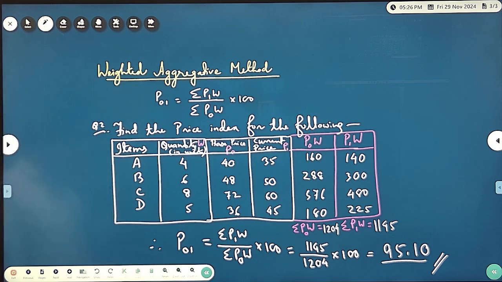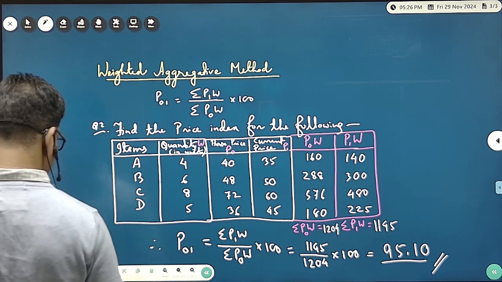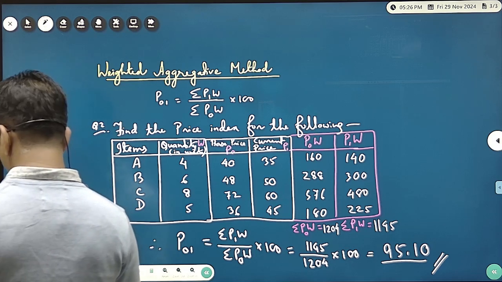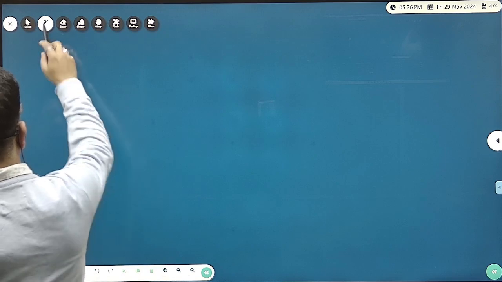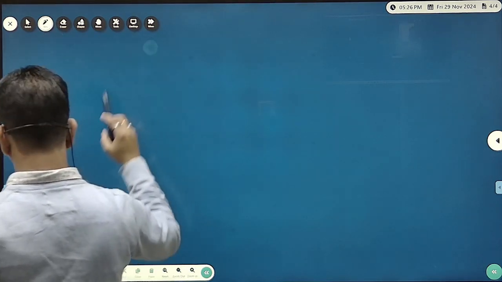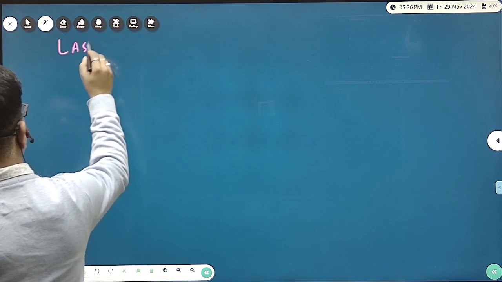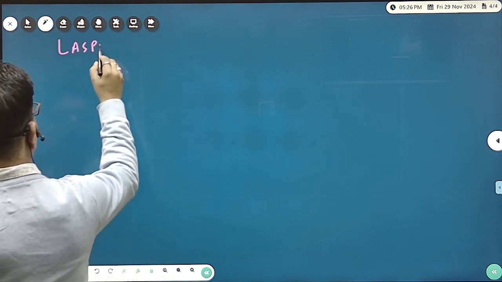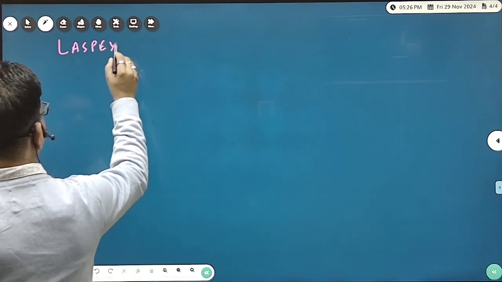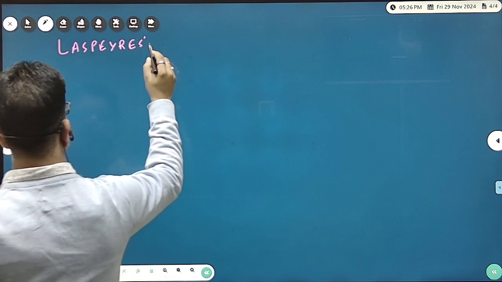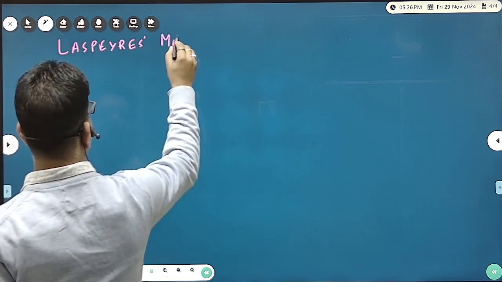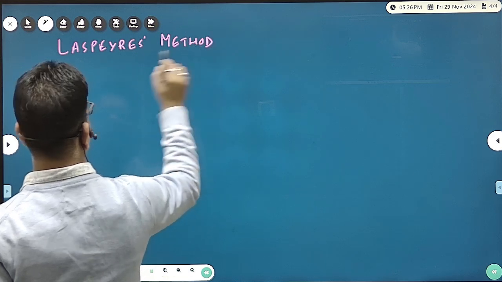Now I am going to write another method. As I told you, seeing the question you should understand that this method is applicable. So I am writing the next method. Can I go to the next slide? Okay, so write the third method here: the Laspeyres method. He is a mathematician who gave this method to calculate the price index.